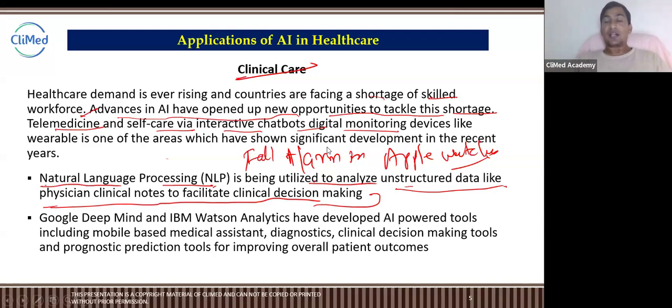Okay, then you can see other examples like Google DeepMind and IBM Watson Analytics, which have developed AI-powered tools, including mobile-based medical assistants, diagnostics, clinical decision-making tools, and prognostic prediction tools for improving overall patient outcomes, overall patient care. Right. So there are a lot of areas where AI is applicable in clinical care.